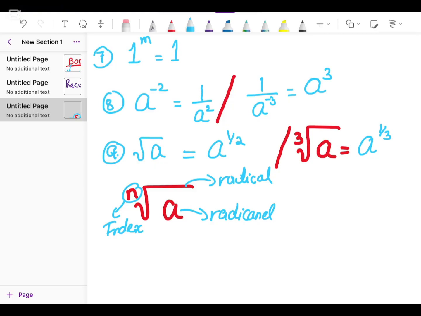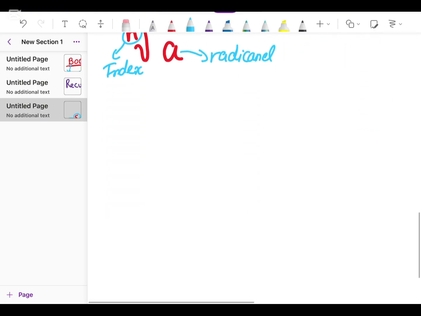So I hope everything is clear in this concept. That's a very basic concept you have to know. So these are the concepts and these are the rules of indices that you must know. Now we will do some example questions and then we move toward the past paper questions. Okay.